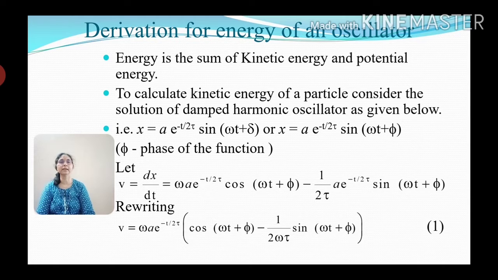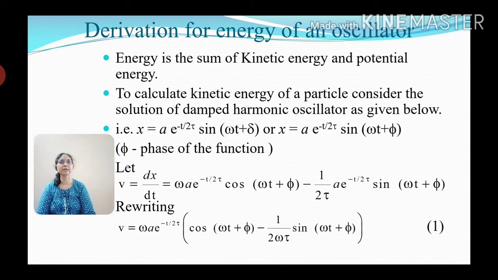So, to calculate the kinetic energy, consider the solution of the underdamped oscillator, that is x is equal to a e raised to minus t upon twice tau sin(omega t plus phi). Here capital A we are taking as small a, and delta we will replace by phi. It does not matter what we consider, but delta is the phase of the oscillator or function, whatever it will be. So, we will now consider our equation as x is equal to a e raised to minus t upon twice tau sin(omega t plus phi).